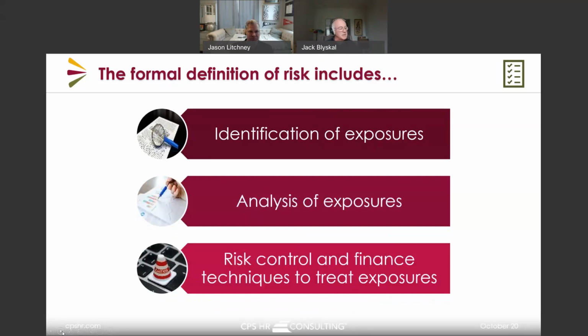Keep in mind that risk is actually uncertainty due to some kind of a financial loss. If there's no uncertainty, there's no risk. So keep that in mind when we're talking about risk.